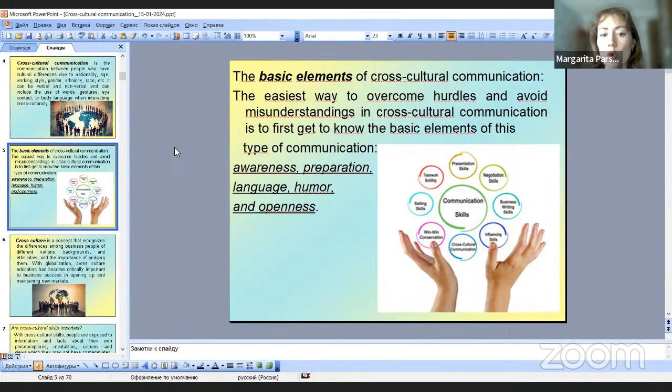Openness: to be open-minded, to get the information, to try to understand it, to put it through your brain, so to say, through your essence, to get to know it, to understand it, and to accept this information.